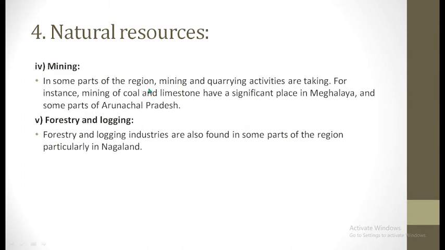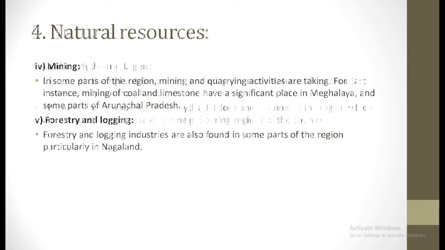Mining. In some parts of the region, mining and quarrying activities are taking place. For instance, mining of coal and limestone has a very significant place in Meghalaya and also some parts of Arunachal Pradesh. Now, forestry and logging. Forestry and logging industries are also found in some parts of the region, particularly in Nagaland. Of course, forestry and logging is found almost in every state.